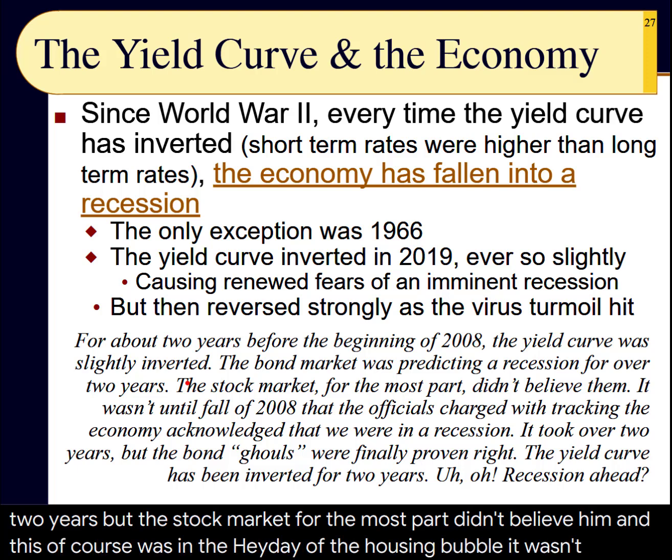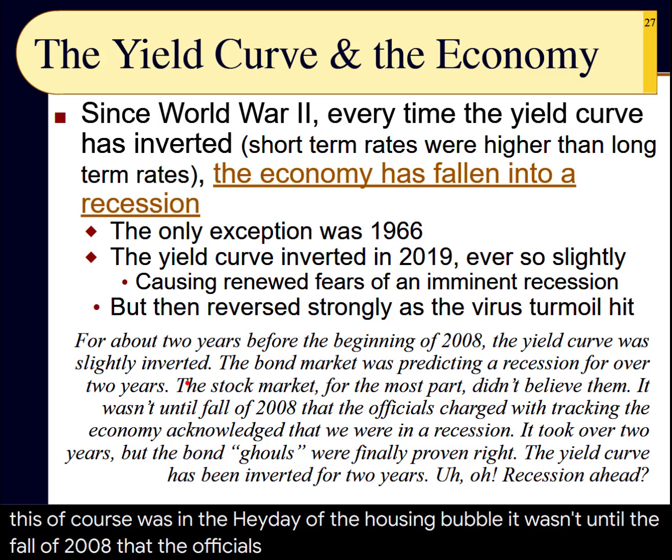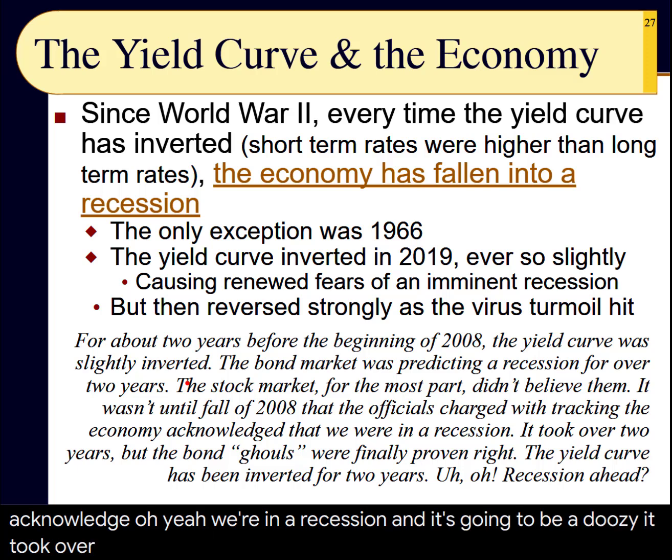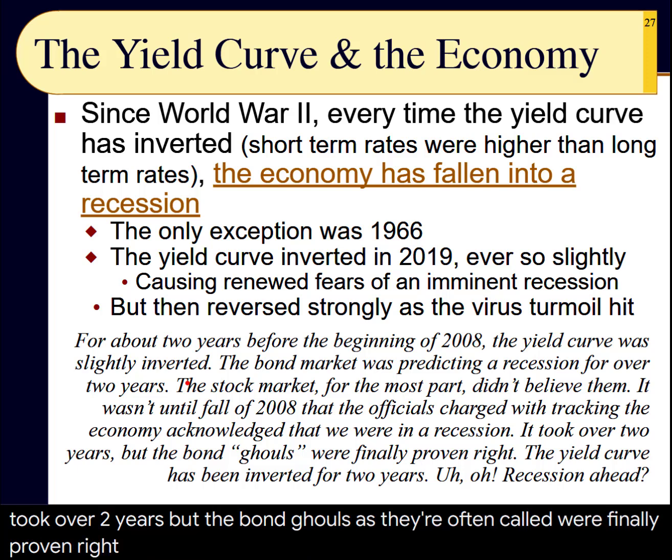It wasn't until the fall of 2008 that the officials charged with tracking the economy acknowledged, oh yeah, we're in a recession, and it's going to be a doozy. It took over 2 years, but the bond ghouls, as they're often called, were finally proven right. The yield curve has been inverted for 2 years.